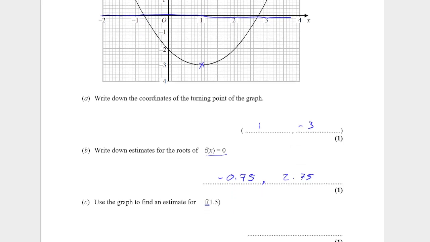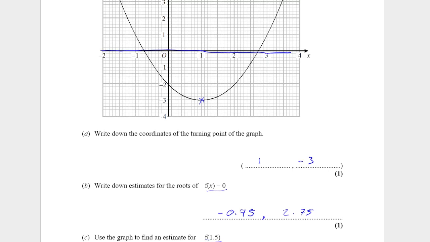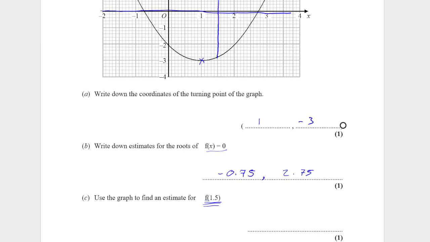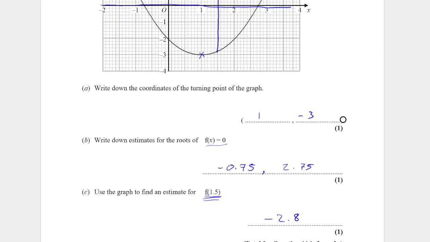For the graph, find an estimate for f of x is equal to minus 1.5. So in effect, that's where x is 1.5. So I'm looking at this line here. So I need to work out the value of y there, and it's looking like minus 2.8. And that's it for that question.